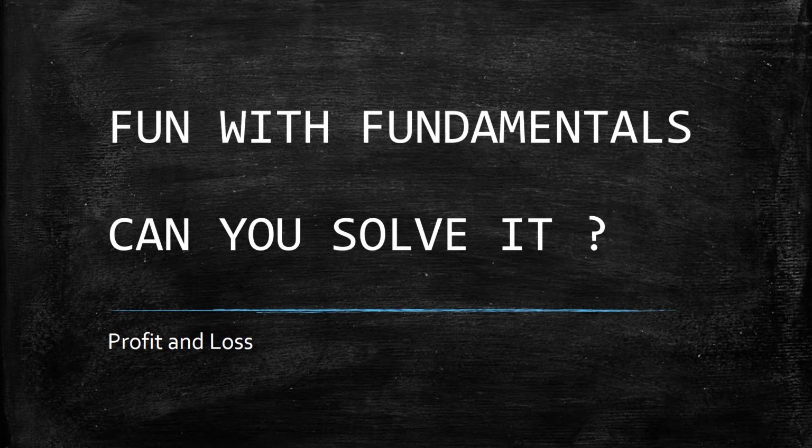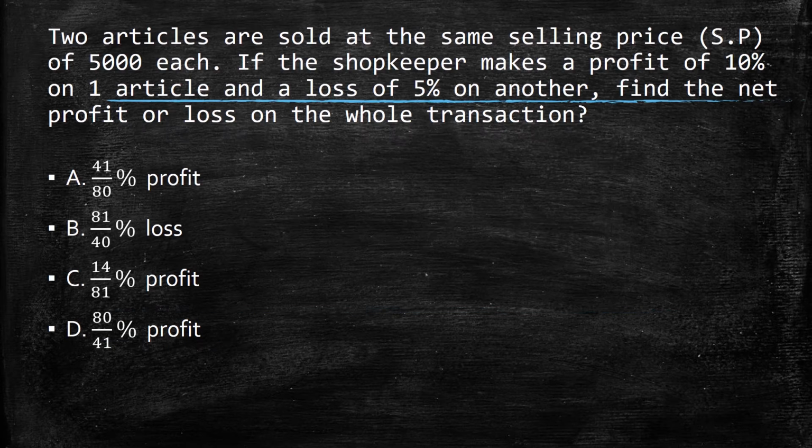In today's video of Can You Solve It? We have another question related to the topic of profit and loss. So let's get started. The question is, two articles are sold at the same selling price of 5,000 each. If the shopkeeper makes a profit of 10% on one article and a loss of 5% on another, find the net profit or loss on the whole transaction.